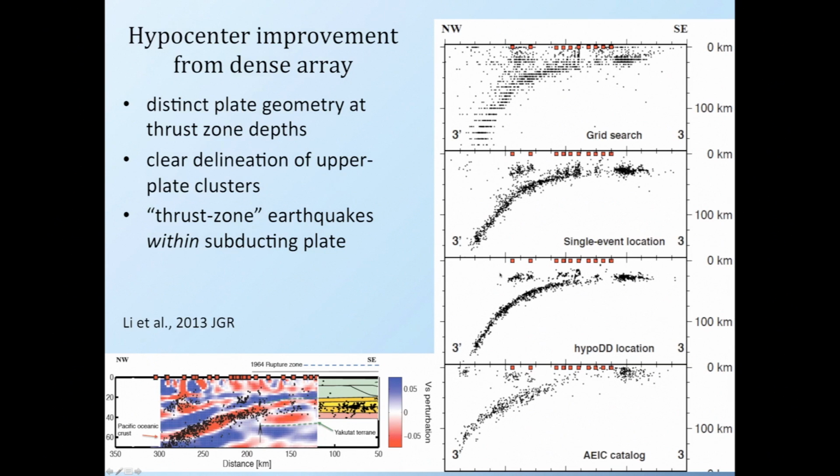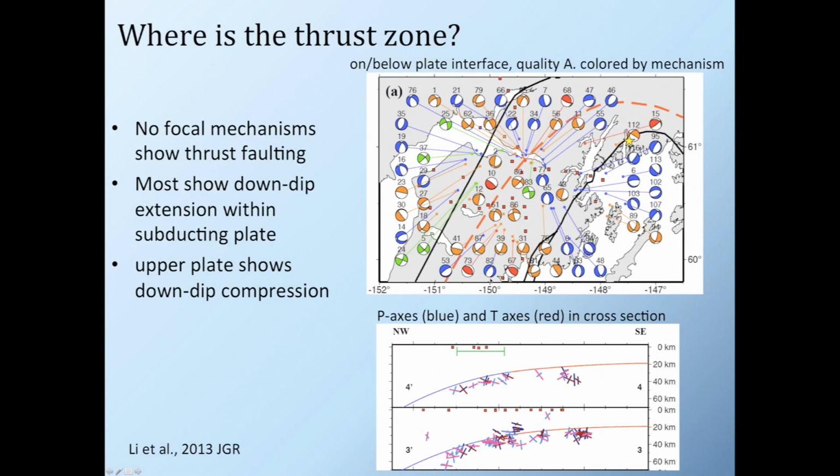We were pretty excited because we thought, here is the thrust zone that ruptured in 1964. When we started looking at the focal mechanisms for all these earthquakes in the upper 50, 60 kilometers, what we realized is that none of them show thrust faulting, and certainly not thrust faulting in the direction that you would expect.